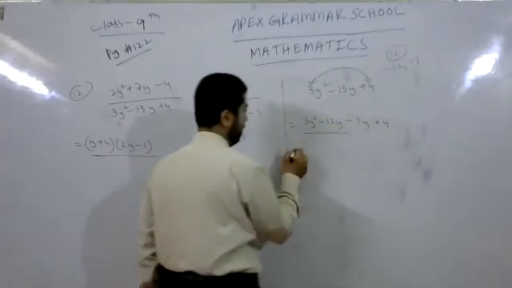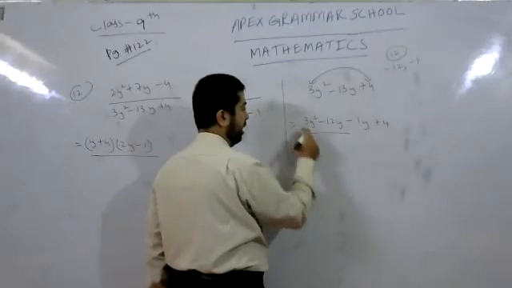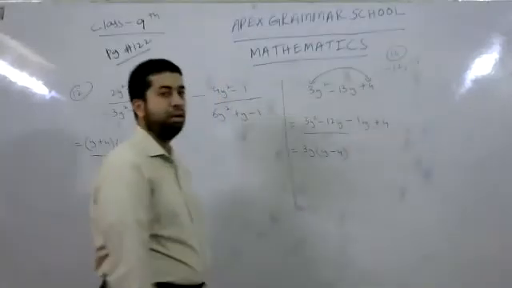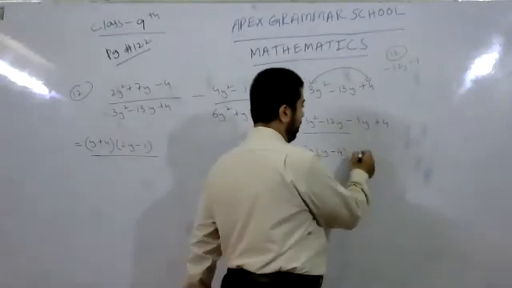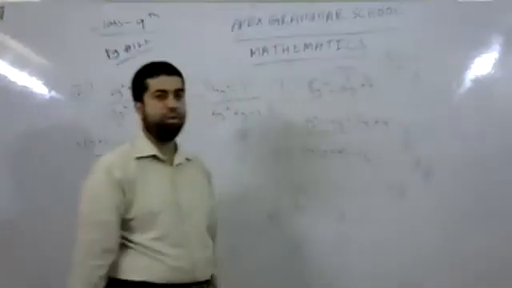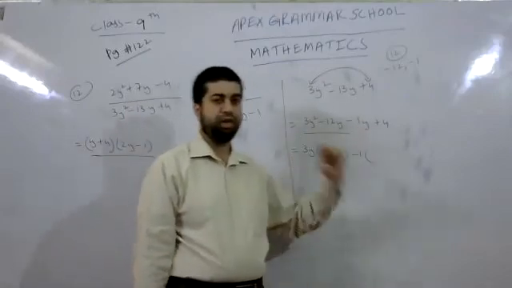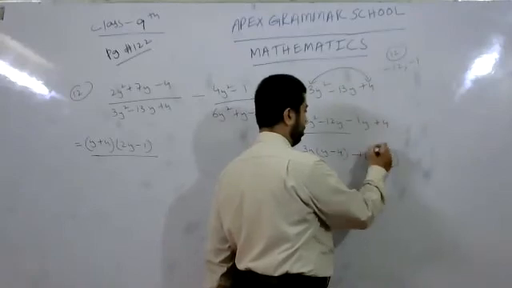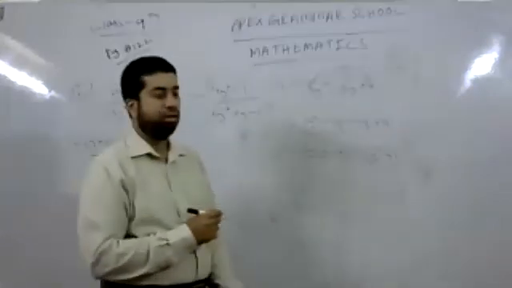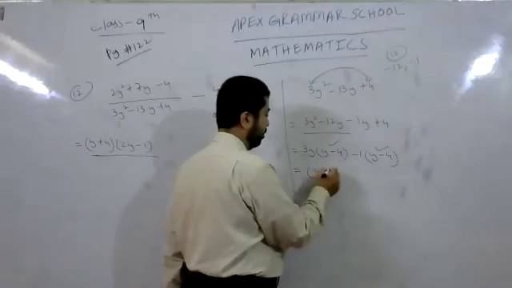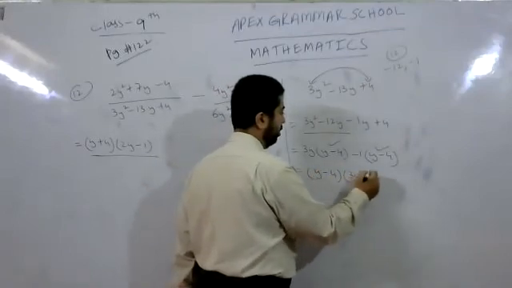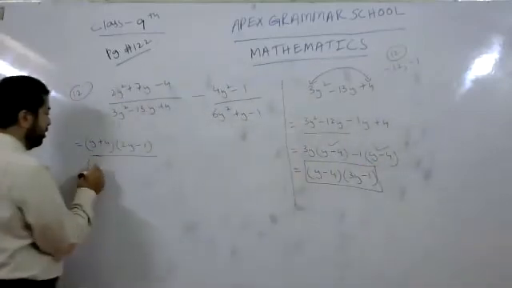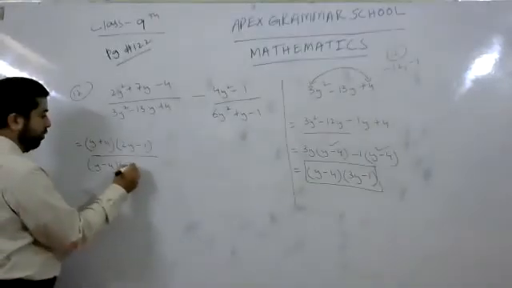What is common here? 3y is common, then y minus 4. After that, minus 1 is common. If you take the minus sign common, then all the signs inside will be changed. This sign is positive and this sign is negative. So we get y minus 4 and 3y minus 1.